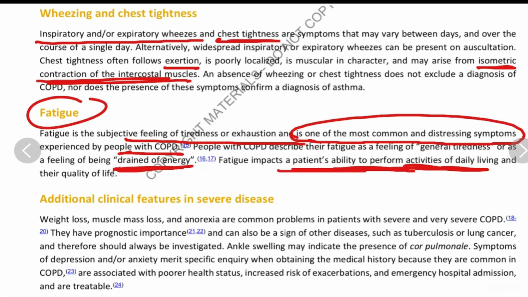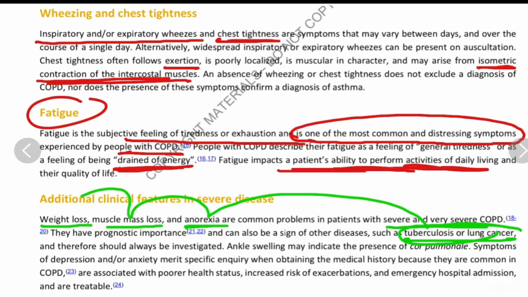Then come other additional features. What are those? Weight loss could be there, muscle mass loss could be there, anorexia could be there, which are present in severe and very severe COPD cases. So we have to differentiate, because other causes could be there, like tuberculosis or lung cancer. Because of these, anorexia, muscle mass loss, or weight loss could be there.